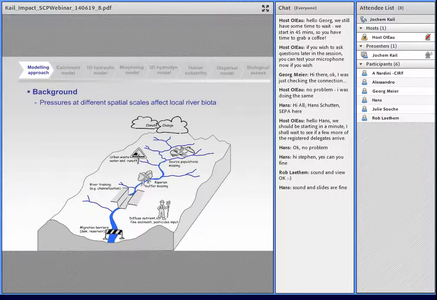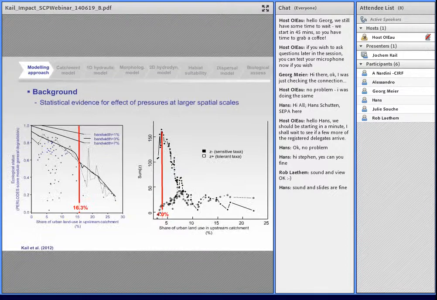So what we do with the restoration is that we usually apply the measures at a reach scale, and in some projects we consider catchment scale processes or pressures, but only in few projects. So what we know from other studies is that these large-scale pressures like catchment land use have a statistically significant effect on reach-scale biota. So in this figure on the left you can see that the share of urban land use in the upstream catchment is limiting the ecological status of invertebrates.